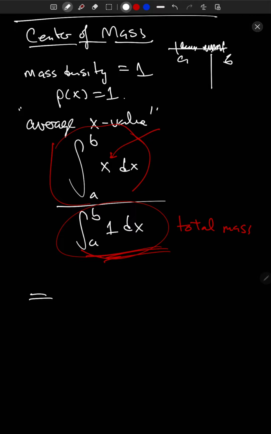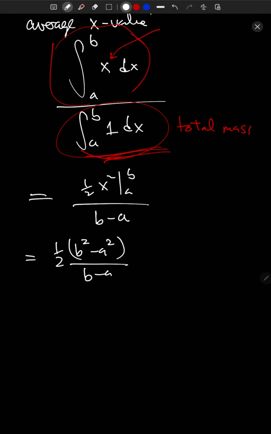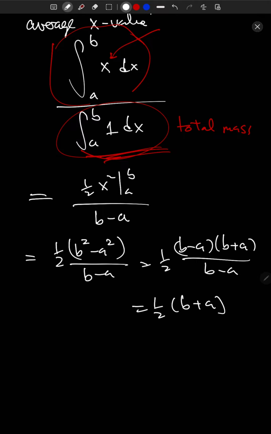So the top is going to be 1/2 x squared from a to b. The bottom is just going to be b minus a. And so that's going to be 1/2 (b squared minus a squared) over (b minus a). But that's 1/2 (b minus a)(b plus a) over (b minus a). And so that's 1/2 (b plus a), which is exactly the midpoint between a and b. So this average x value is exactly the concept of center of mass that we should use.